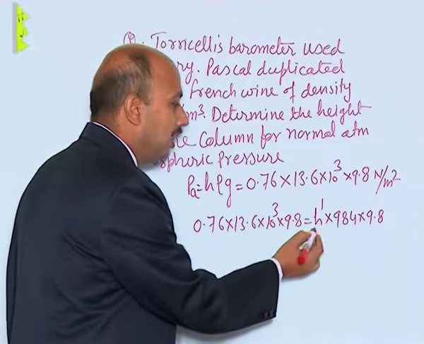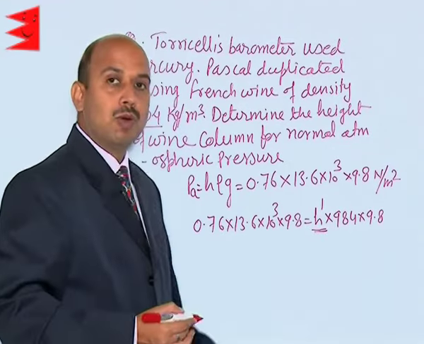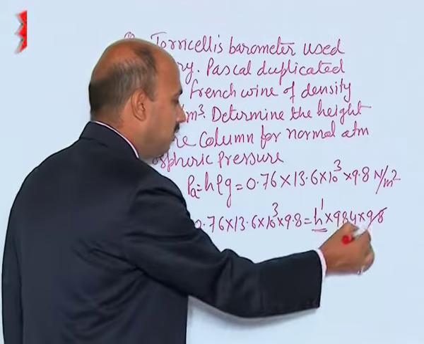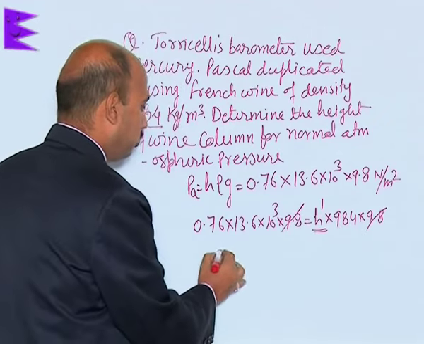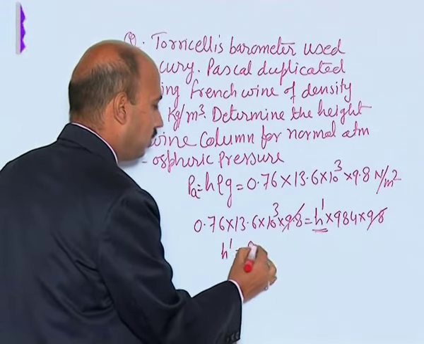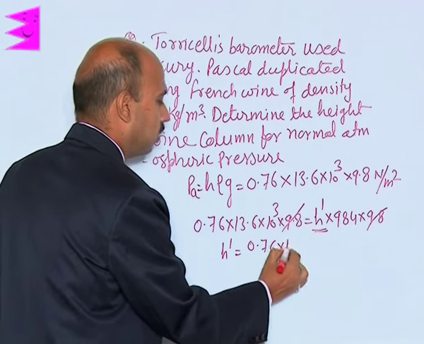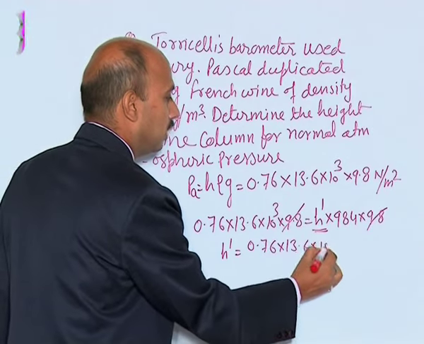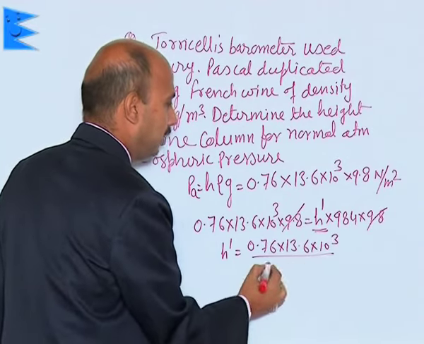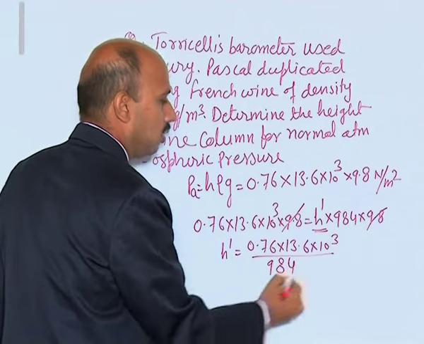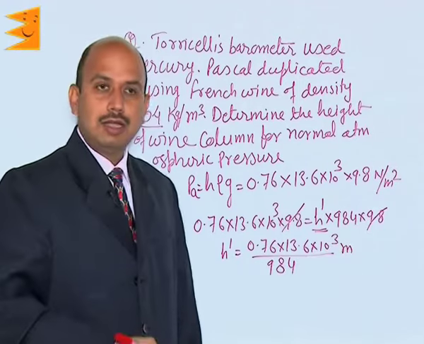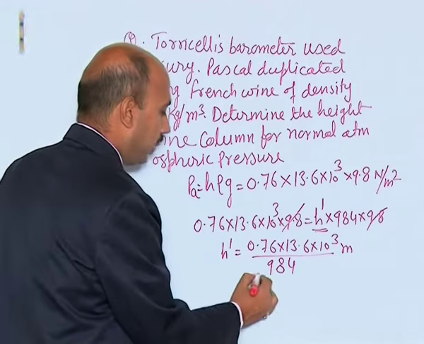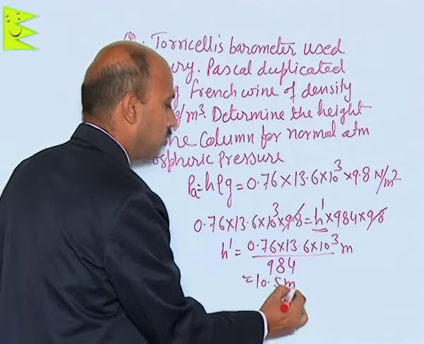So now we can get the equivalent height of the wine column. This and this will get cancelled. So you will get h dash equal to 0.76 into 13.6 into 10 raised to power 3 divided by 984, that is in meter, and on solving you will get 10.5 meter.